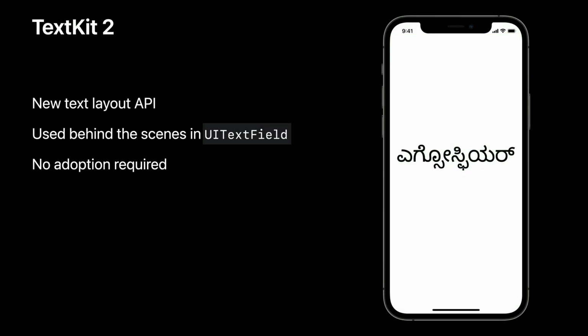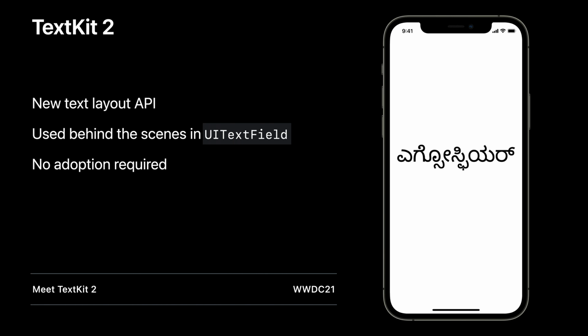TextKit 2 is the new next-generation text layout system available in iOS, iPadOS, tvOS, and macOS. It's a powerful new system that makes it easier to express what you want to do with text, and it does it in a fast, high-performance way. UIKit has adopted it behind the scenes to power UITextField, where it brings better layout to text in languages with complex scripts, like Kannada, with no adoption required. If you want to know more about TextKit 2, what it can do, and how to use it in your apps, watch Meet TextKit 2.